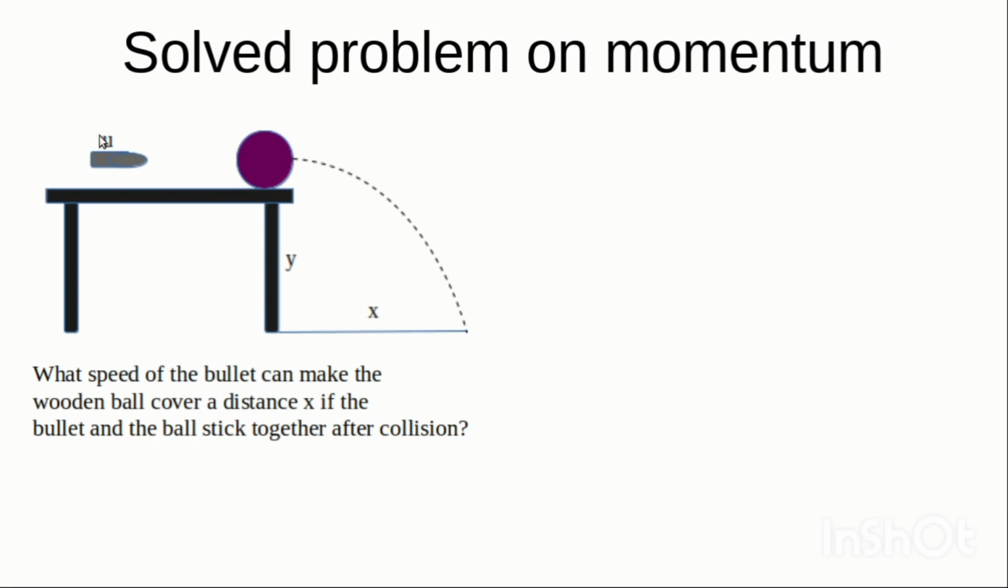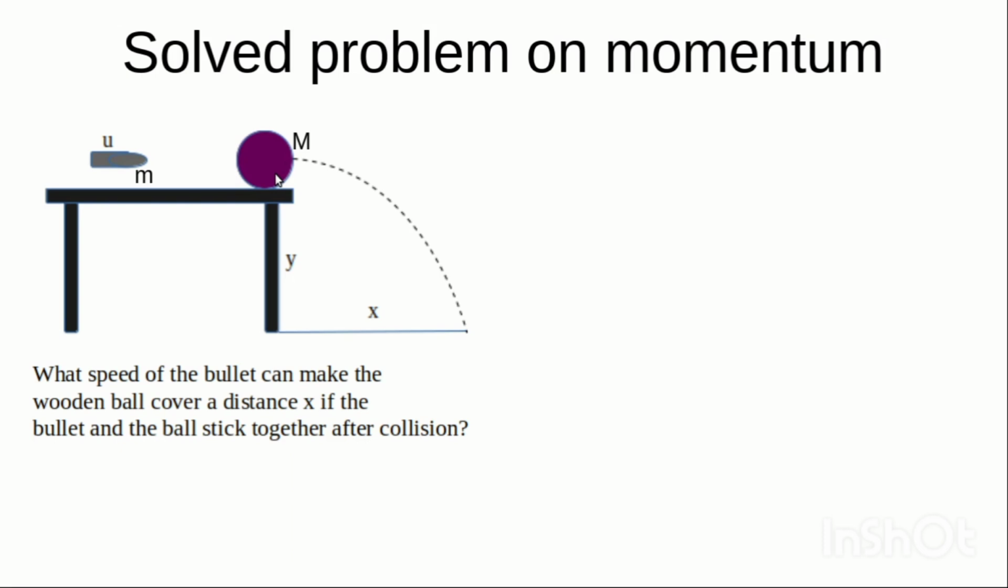So this is the bullet traveling with velocity u, which strikes this wooden ball, and after collision they stick together, and the ball travels in these paths. So the question is, can we find the speed u in terms of y and x? To solve this problem, we first assume that the mass of the bullet is small letter m. The mass of this wooden ball is capital letter M.